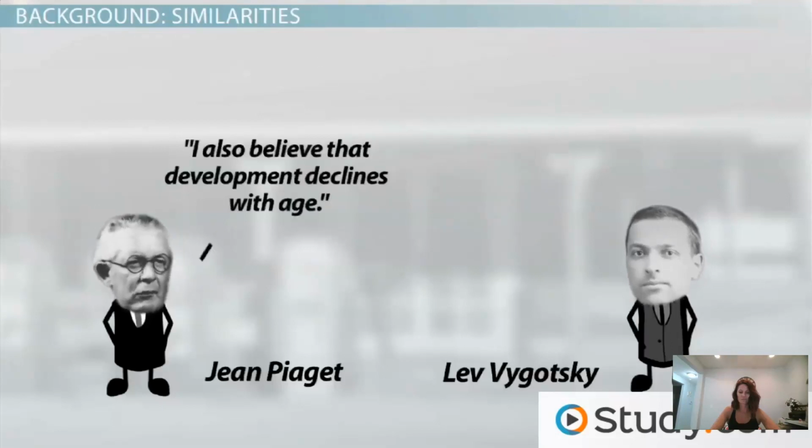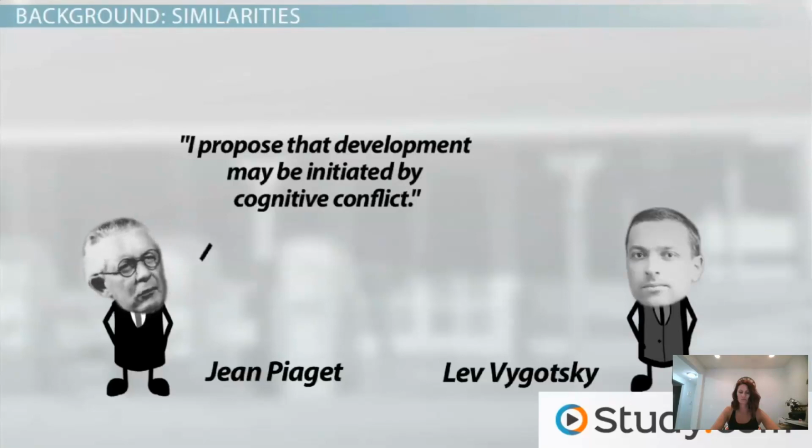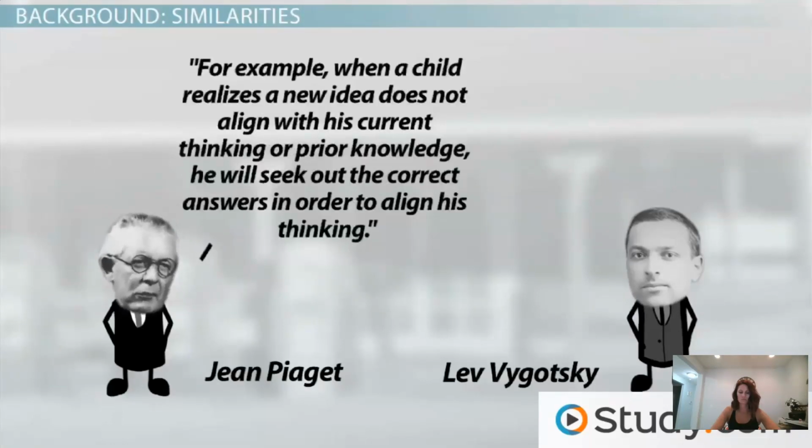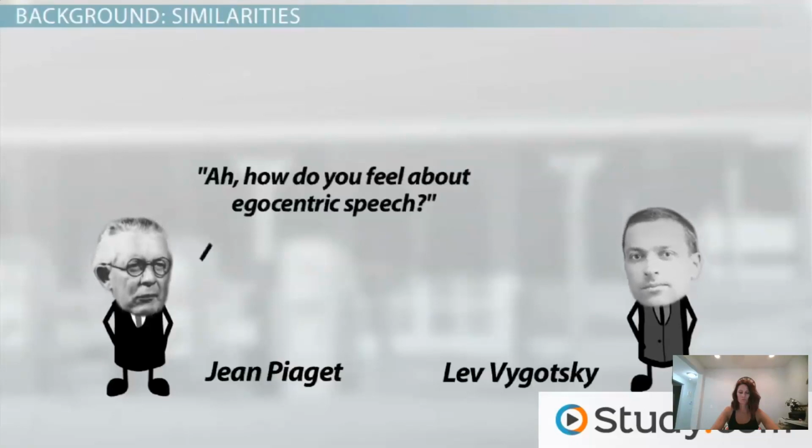I also believe that development declines with age. Yes, agreed. There is a steady increase of development in childhood, then cognitive development declines. I propose that development may be initiated by cognitive conflict. For example, when a child realizes that a new idea does not align with his current thinking or prior knowledge, he will seek out the correct answers in order to align his thinking. I definitely agree with that idea.